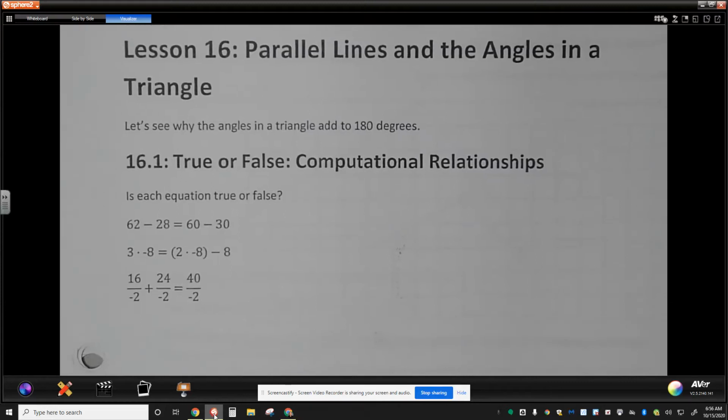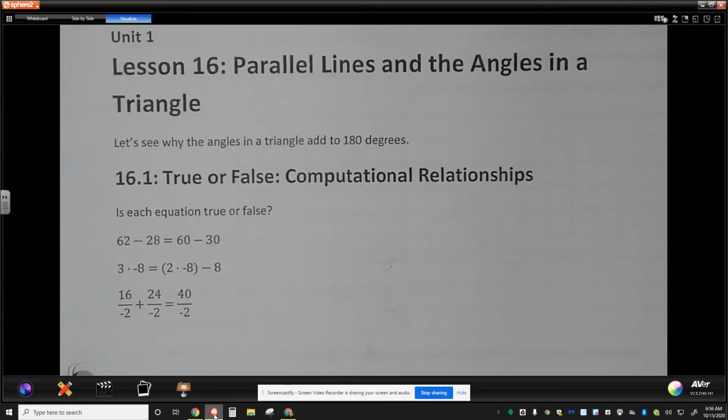Hello, here we are with our next lesson, Unit 1, Lesson 16. This will be the last lesson that I teach from this unit. Then we will prepare for our unit test.